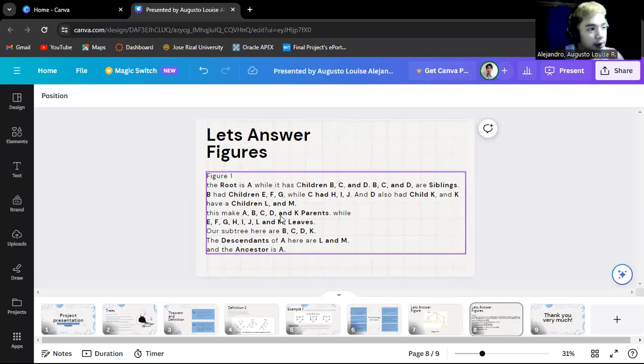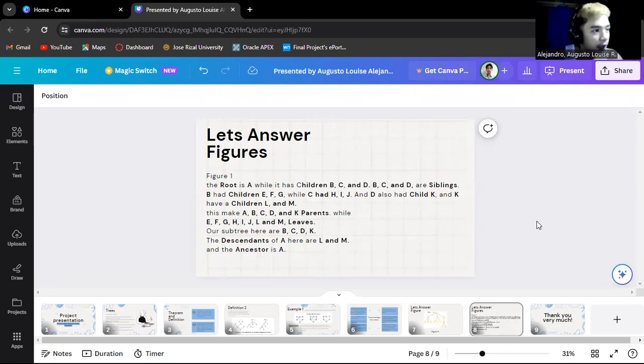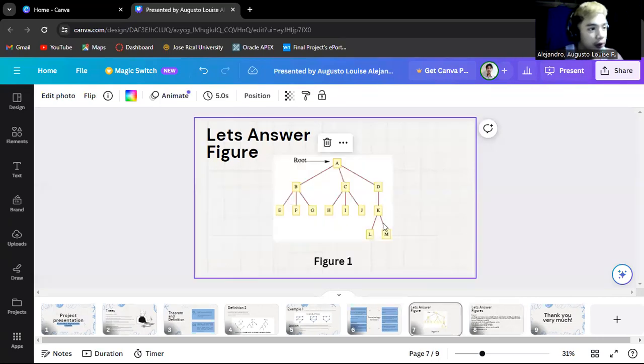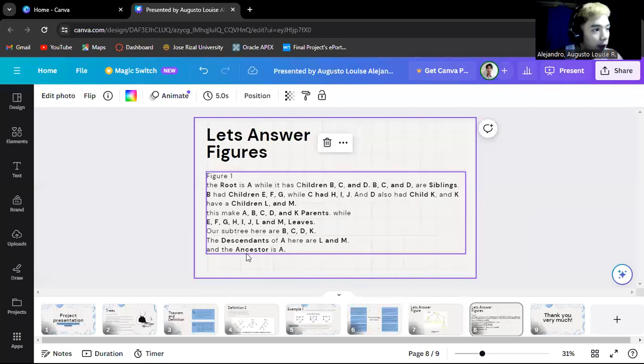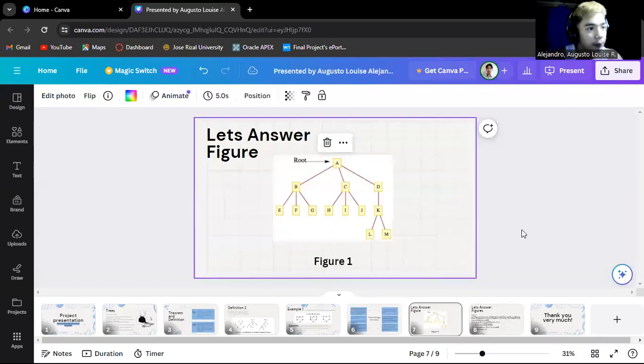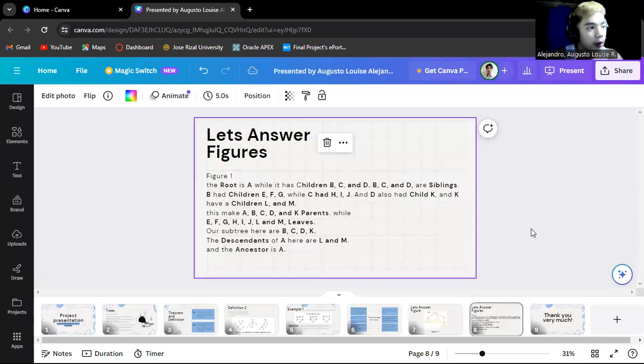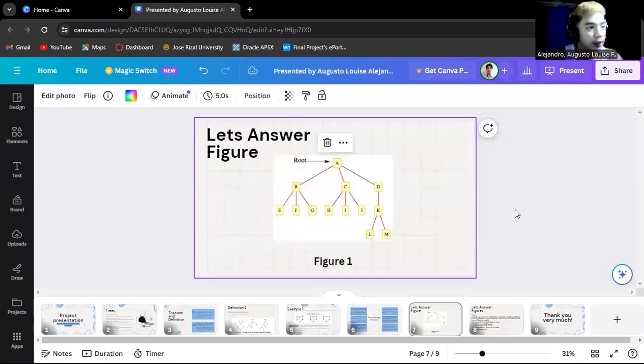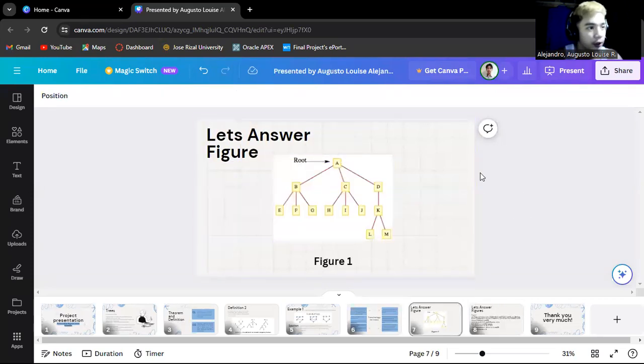This makes A, B, C, D, and K parents, while E, F, G, H, I, J, L, and M are leaves, since they don't have any child or children. The descendants of A here are L and M. And the ancestor is A, since it's the start of the root.